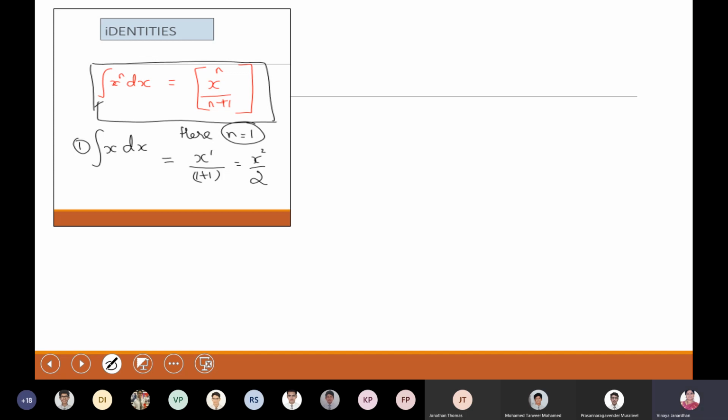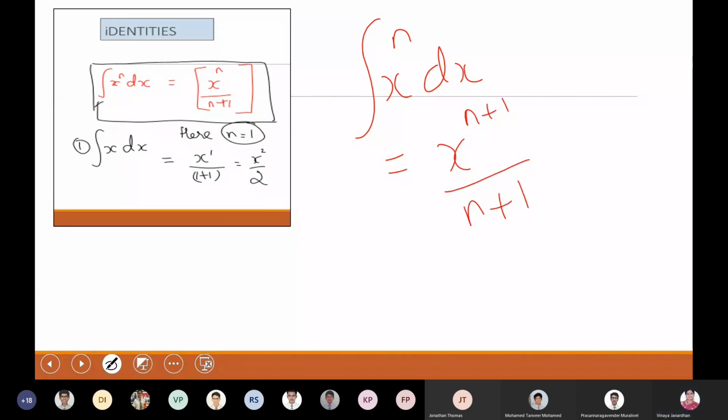Right, boys? Now look at this. If your function is x to the power of n dx, now how will I evaluate this? This entire thing is finding the area under the graph. This is x to the power of n plus 1 by n plus 1. Is that clear, boys? This is your identity.